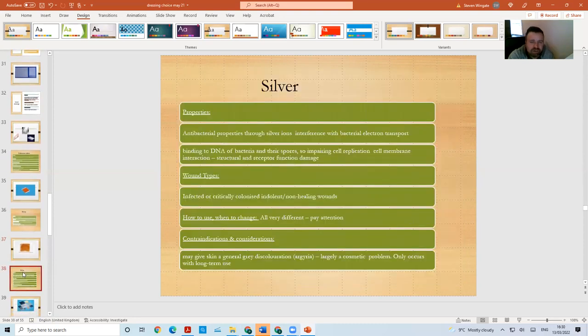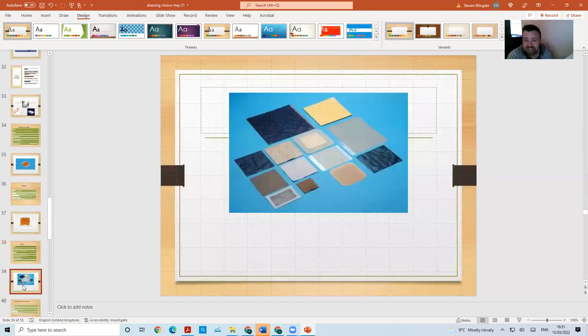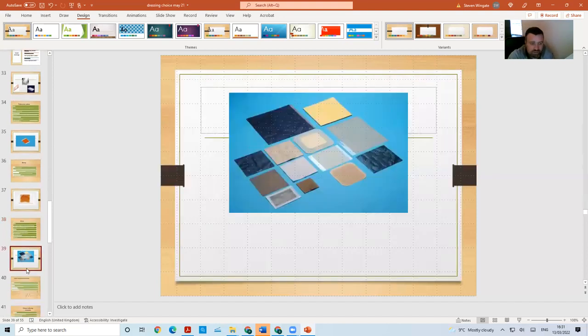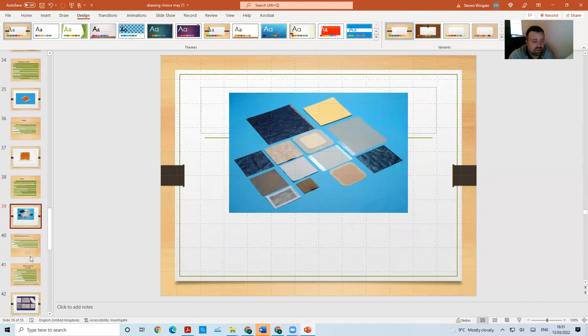Silver, looking at the properties of the silver ion, interferes with bacterial areas, infections. Consider for non-healing wounds. How to use, when to change may vary. Pay attention, and other things, I've never seen silver used. But again, that's not to say it's not a choice.